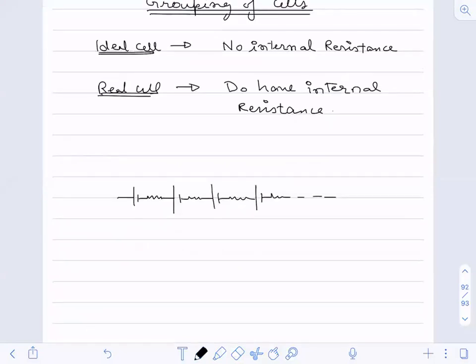Now suppose these cells have EMF E1, E2, E3, E4, and so on. The internal resistance values are R1, R2, R3, and so on. So these are the values. Now, suppose I want to ask you, what is the equivalent EMF?